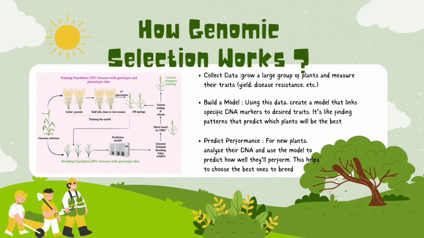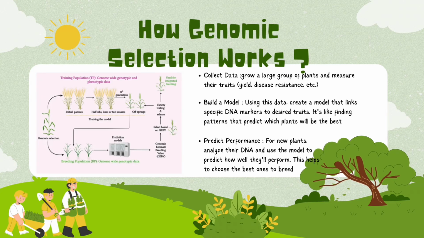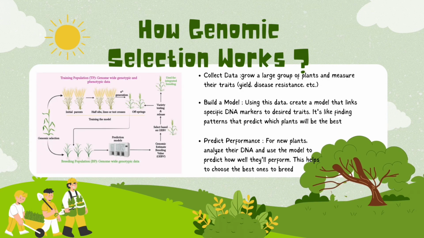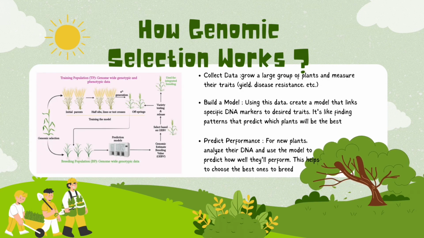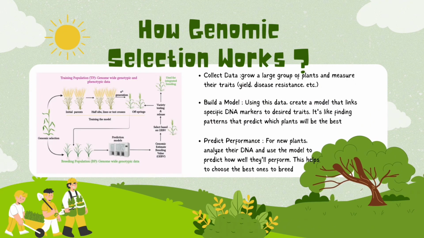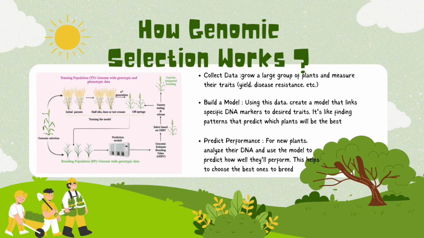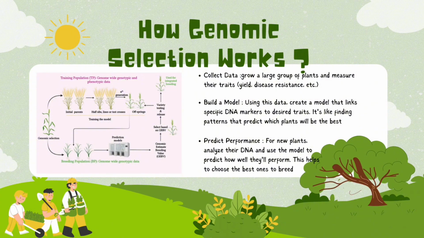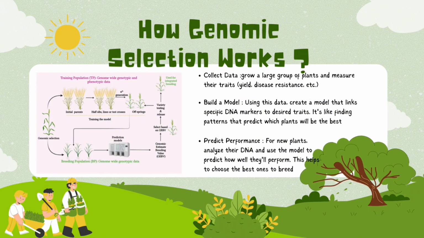How genomic selection works. Collect data: grow a large group of plants and measure their traits, yield, disease resistance, etc. Build a model. Using this data, create a model that links specific DNA markers to desired traits. It's like finding patterns that predict which plants will be the best. Predict performance for new plants. Analyze their DNA and use the model to predict how well they'll perform. This helps to choose the best ones to breed.